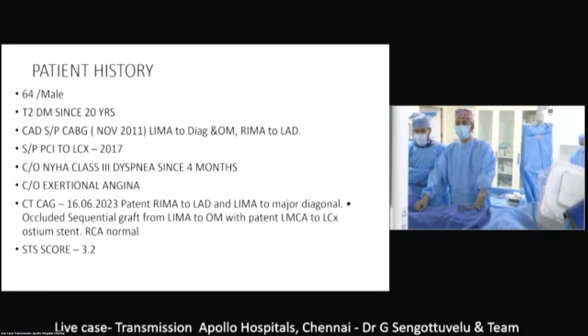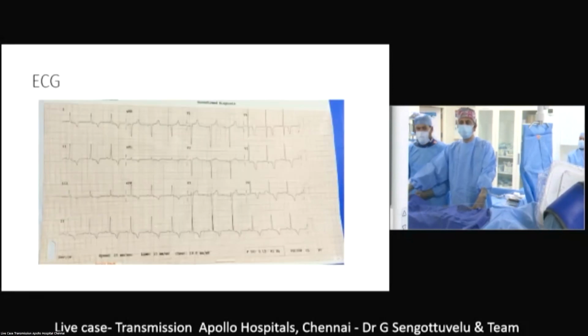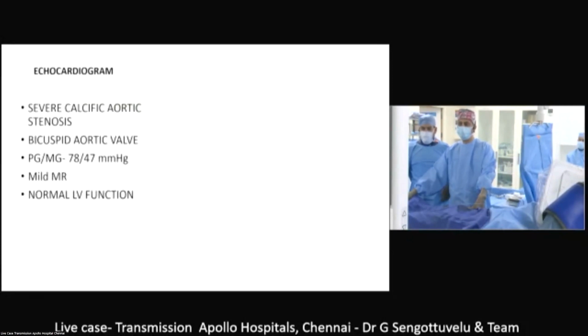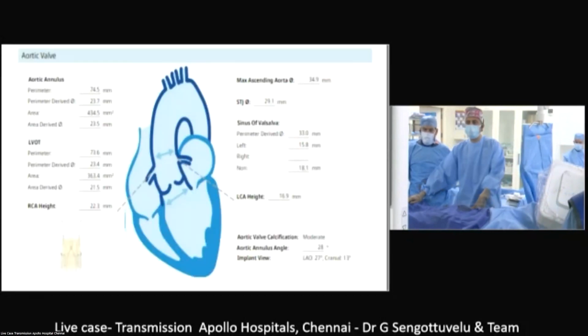His CT showed patent grafts, and the stent to circumflex from the left main was patent. So he was found to have severe aortic stenosis, and his STS score was 3.2. The ECG showed no conduction disturbances. Next slide. Echo showed severe aortic stenosis with a mean gradient of 47 and mild MR with normal LV function.